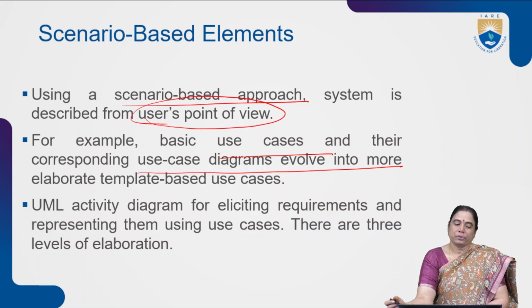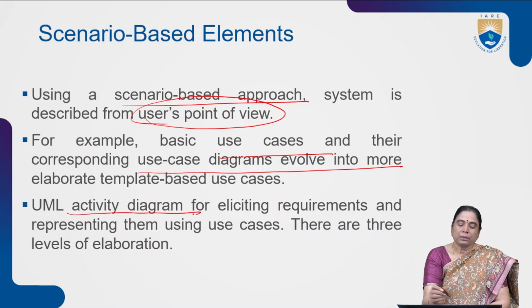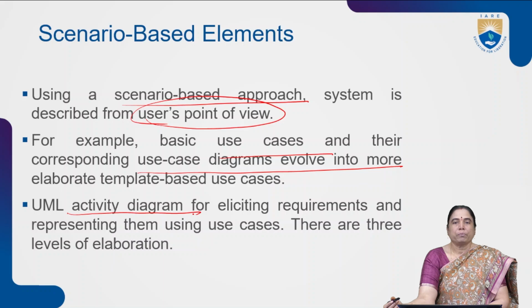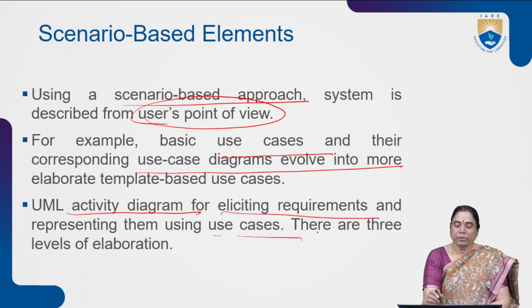How these users interact with which part of the features must be represented clearly with the help of the use case diagram. Another diagram in UML that helps for the scenario based element is the activity diagram. The UML activity diagram is used for eliciting requirements and representing them using use cases. Therefore, three levels of elaboration are possible in the scenario based elements.